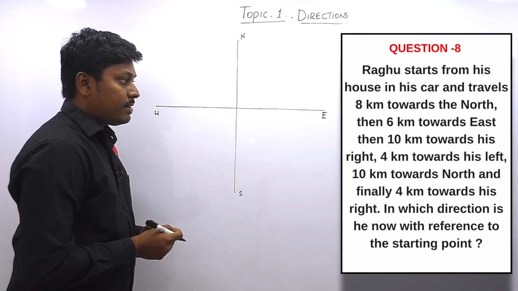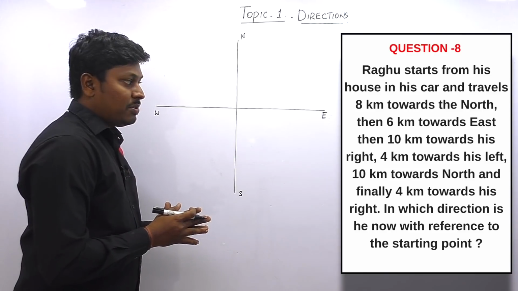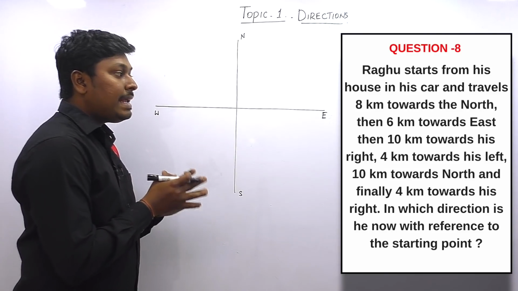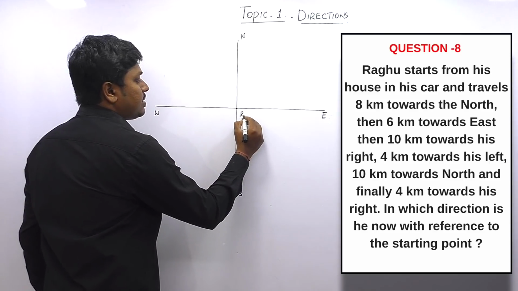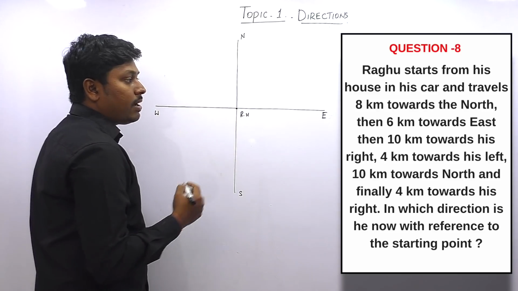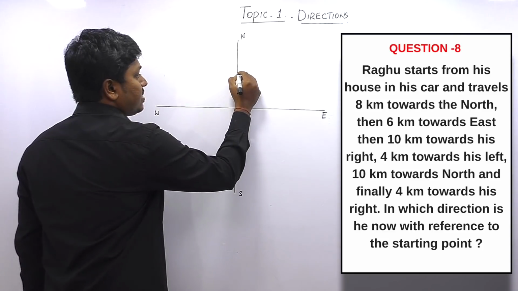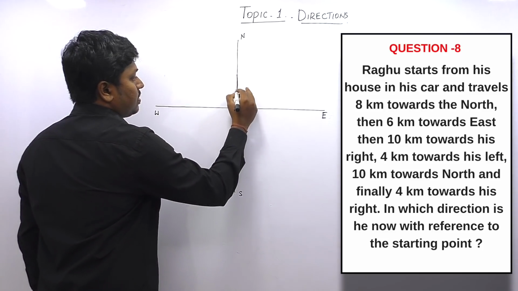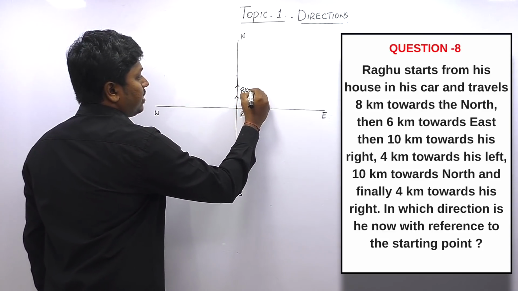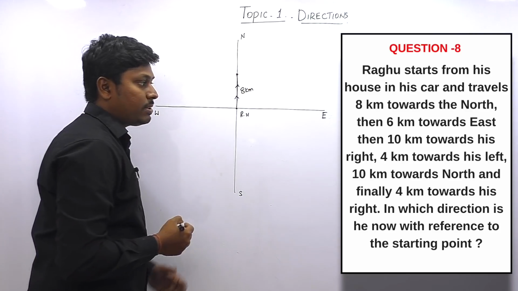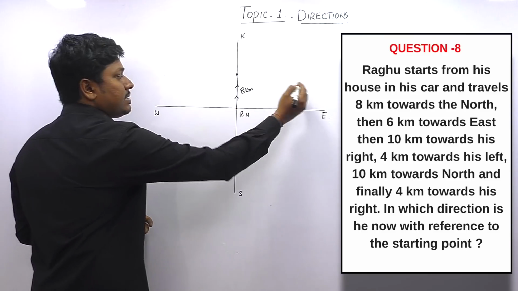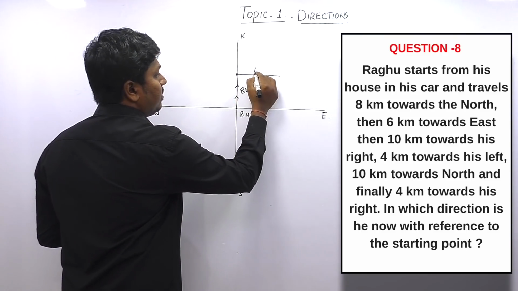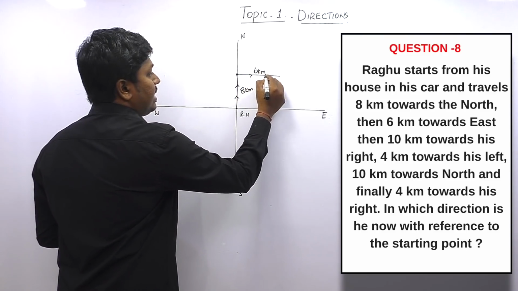Question number 8. Raghu starts from his house in his car and travels 8 kilometers towards north. So from his house, let me keep this as Raghu's house. From this point, Raghu travels 8 kilometers towards north. So let me assume this as 8 kilometers and he is traveling towards north. Then 6 kilometers towards east. So eastern side will be this side. He is traveling 6 kilometers towards east direction.